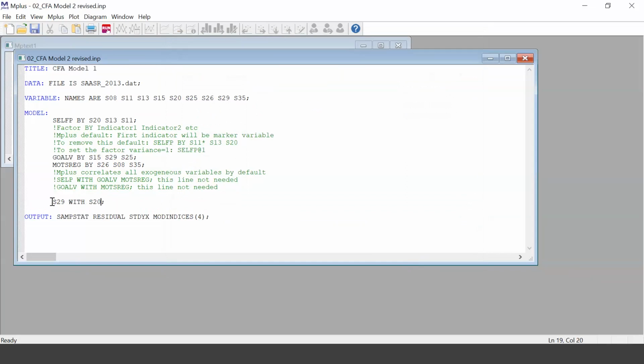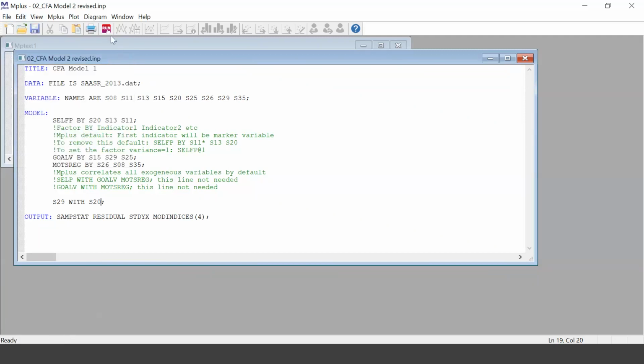Now, it looks like I'm referring to the variables here, but remember, when a variable is endogenous and you say the variable name, you're actually referring to the residual of that variable, which would be the measurement error in this case, or the disturbance if it's in the structural part of the model. So saying S29 WITH S20 actually means allow the error of S29 to correlate with the error of S20. And again, you don't want to just willy-nilly start making modifications. I'm doing this for pedagogical reasons, but you should think very carefully before you start correlating errors, right? But just to show you how this works, I'm correlating S29 with S20.